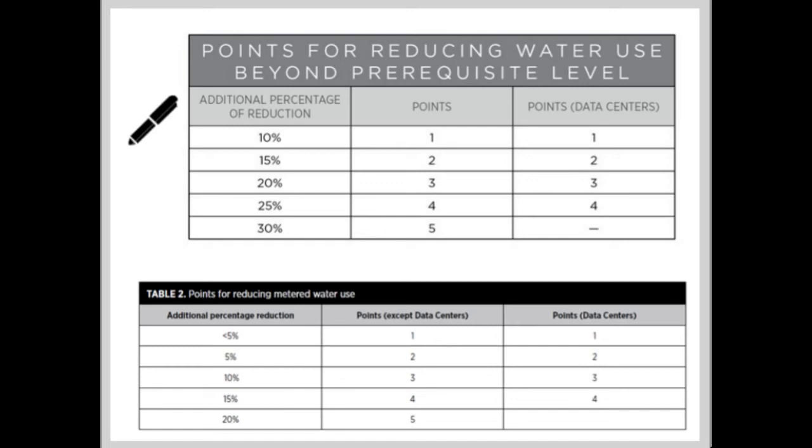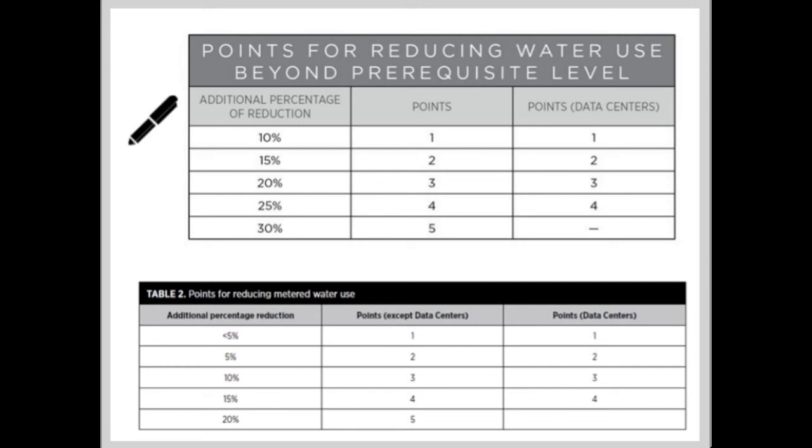The table here shows the point distribution for reducing calculated water use beyond the prerequisite level using option 1. As you can see, all projects except data centers can earn up to 5 points for water use reduction, with points starting at 10% and an additional point for every 5% until a maximum of 30% water use reduction. You do not have to simply memorize the whole table. Remember, 10%, which is the starting threshold, the 5% increment, and maximum reduction, which is 30%.